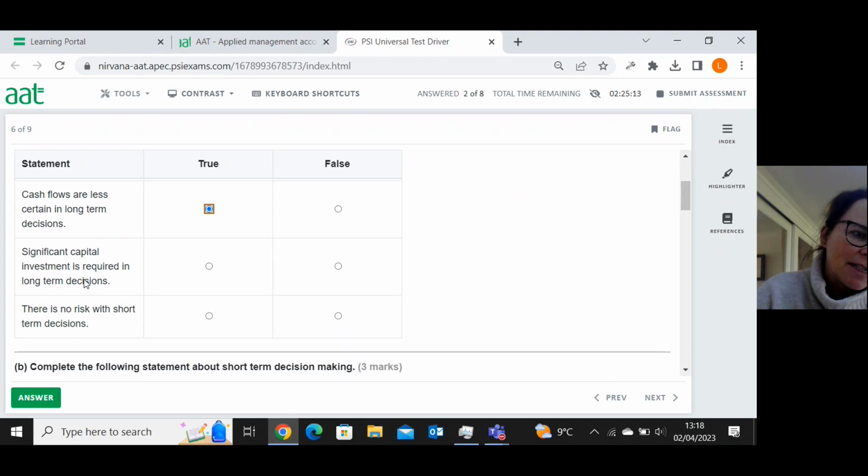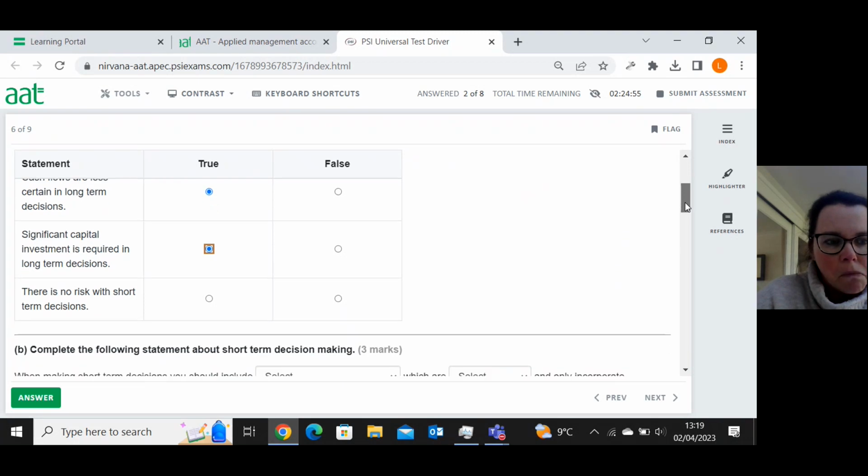Significant capital investment is required in long-term decisions. Yes, because whenever we think about long-term decisions, we're appraising a project. There's usually an outlay and then the corresponding cash inflows. There is no risk with short-term decisions, but there's always risk, so false.